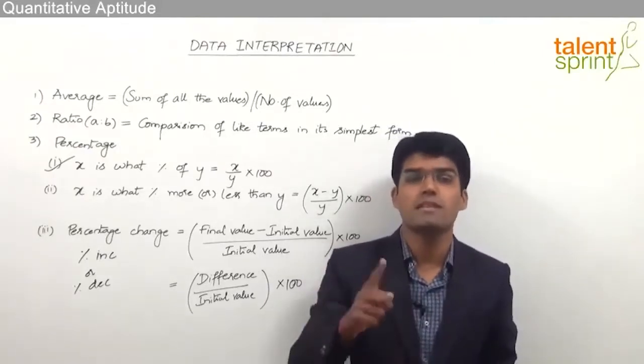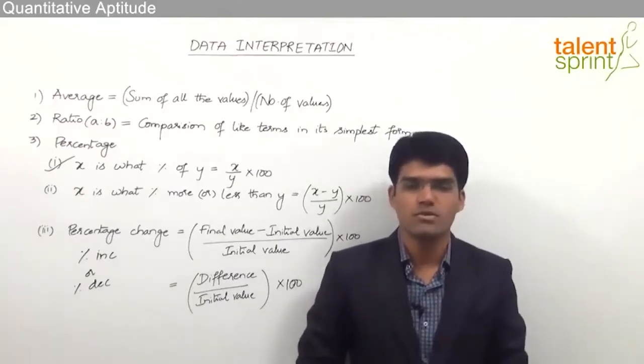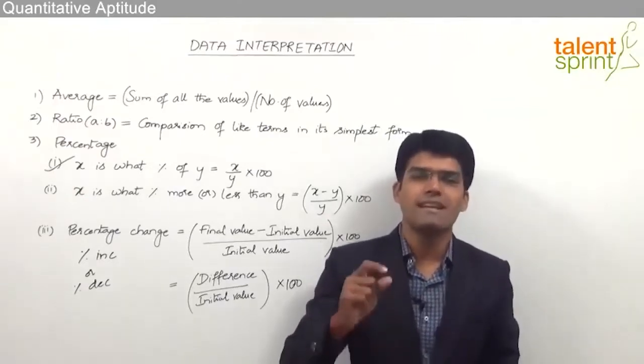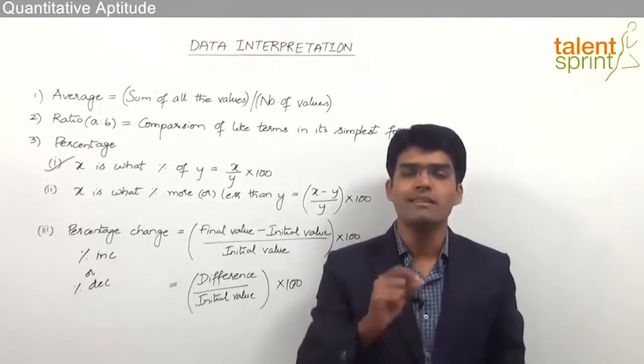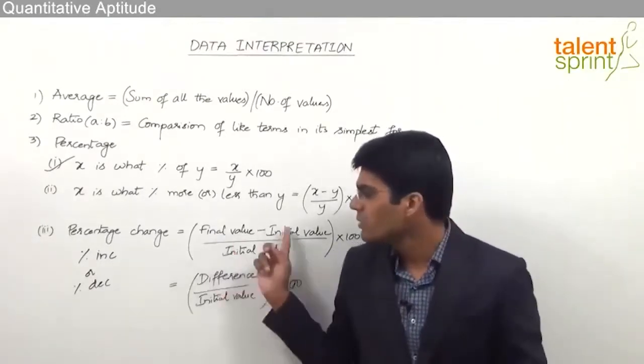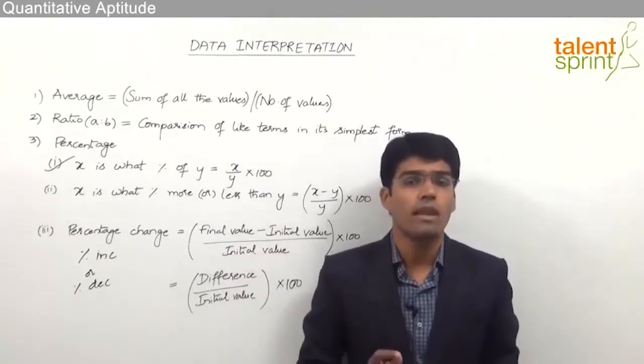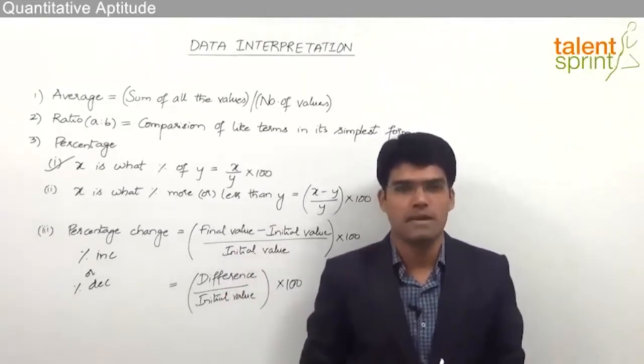So change should be with respect to the previous year when nothing has been specified. So the previous year will be 2012. So the final value can be taken as the value in the year 2013 and the initial value should be taken as the value in 2012. And by taking those in the formula here, we can find out the answer. So that's the second model, where only 1 year is specified.